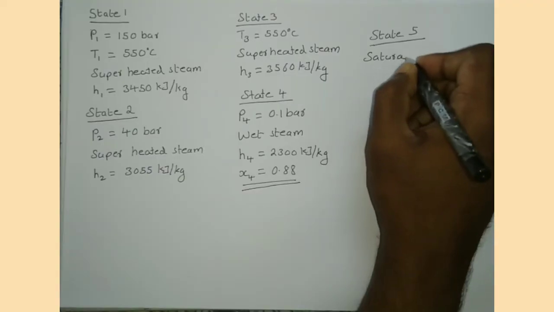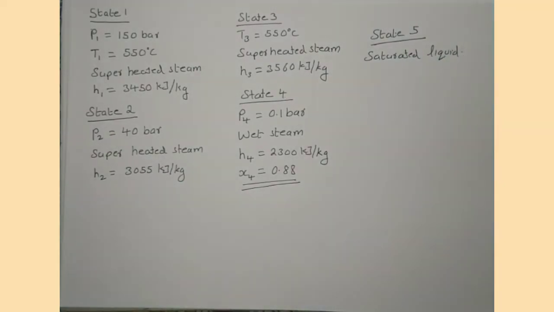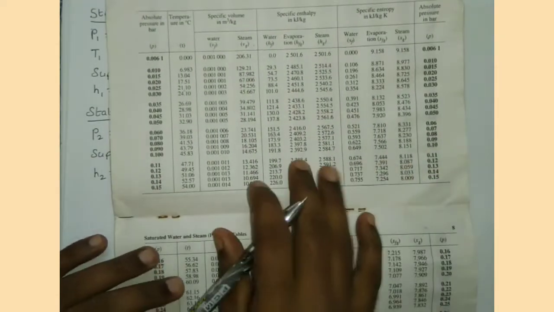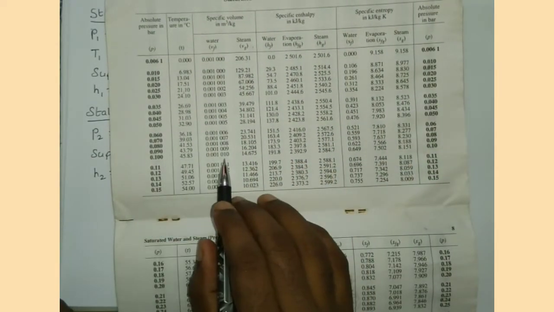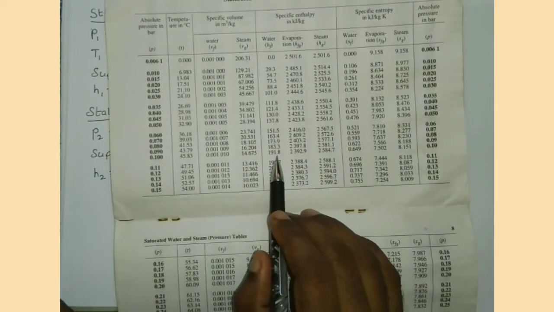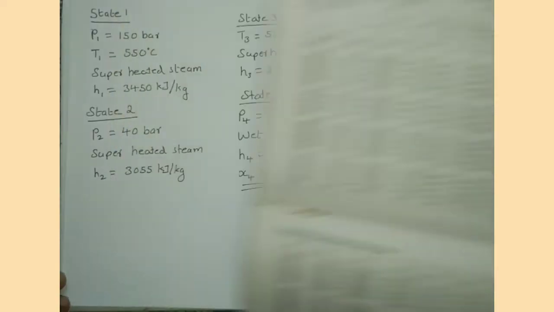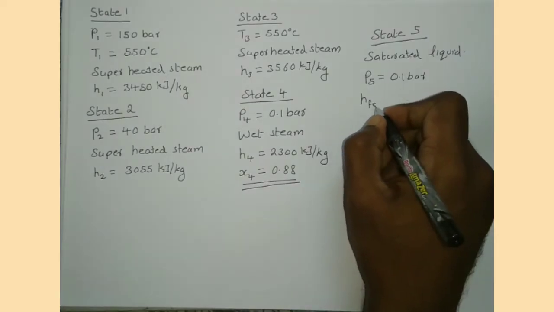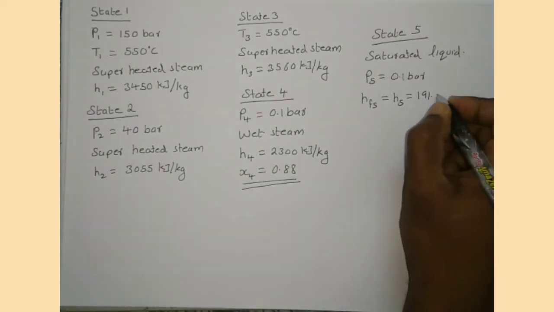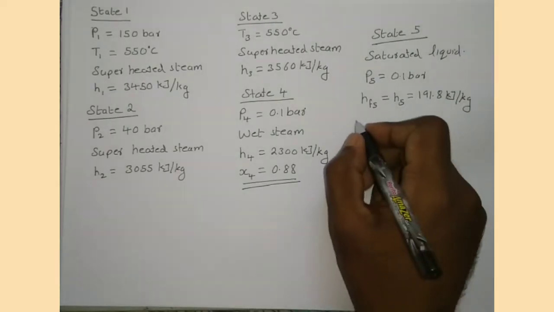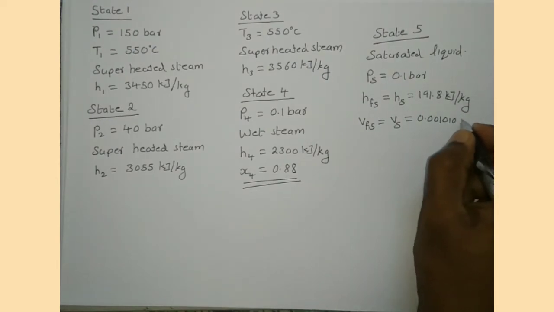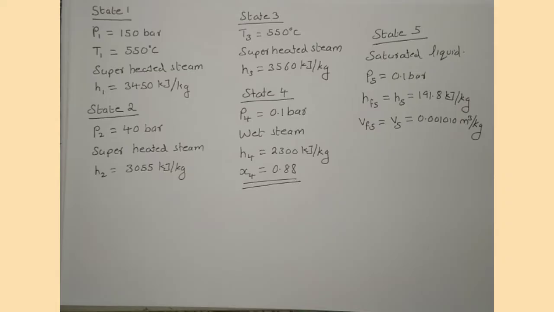And at state 5 the condition is saturated liquid, and therefore I am using the steam table by R.S. Khurmi. From the saturated pressure tables at 0.1 bar we can find the values of Vf and Hf. The pressure is P5 equals 0.1 bar and the enthalpy, that is Hf5 equals H5 for saturated liquid, is 191.8 kJ per kilogram, and the specific volume Vf5 equals V5 equals 0.001010 meter cube per kilogram.